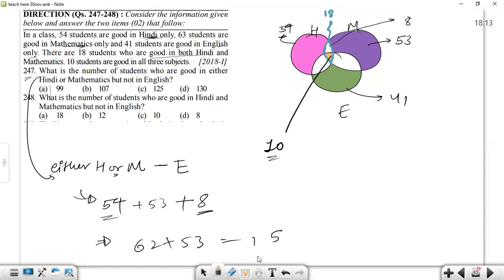Is everything clear? Any mistake? 54 plus 8, 62. 54 plus 3 plus 8. 54 plus 3, 7, 107, 115. Wait a minute.